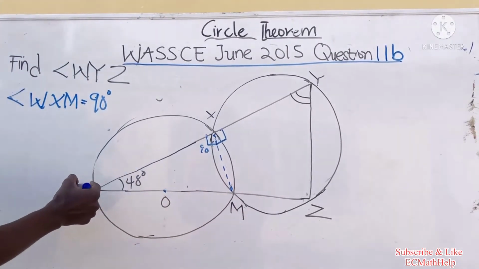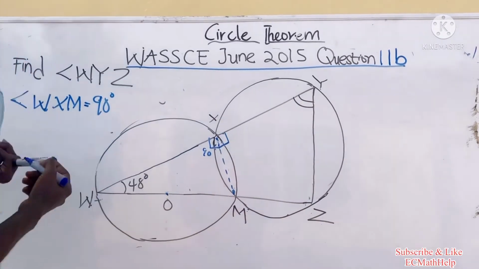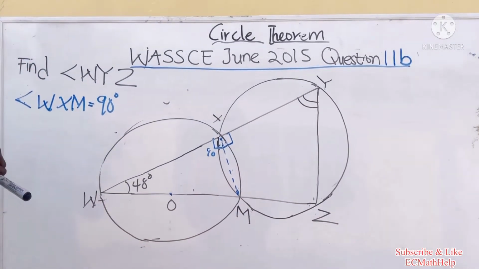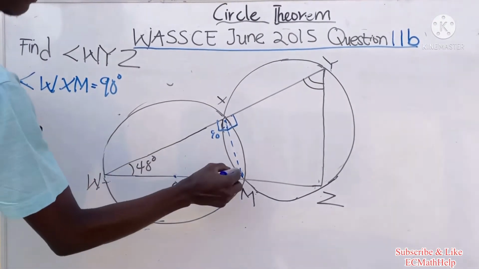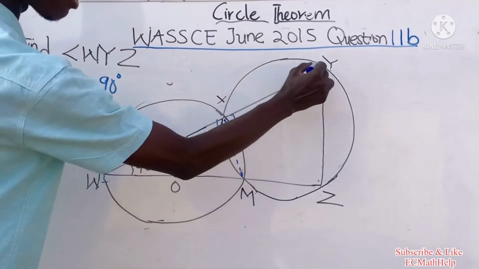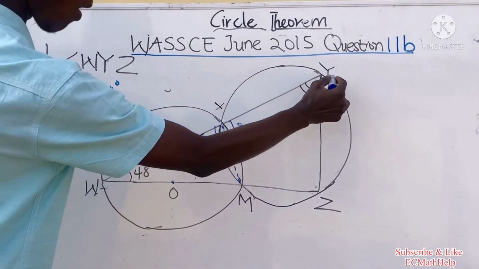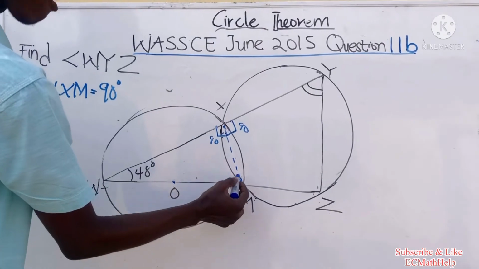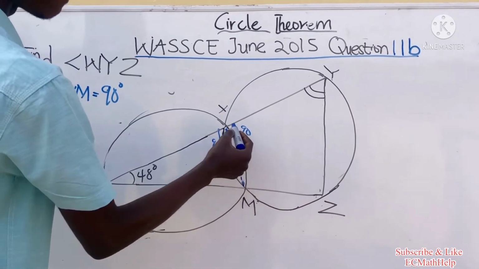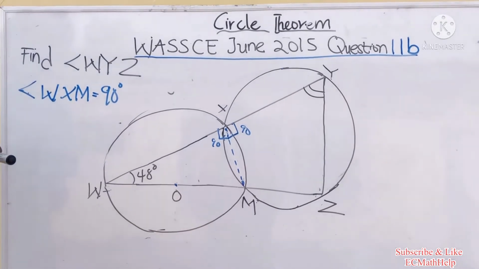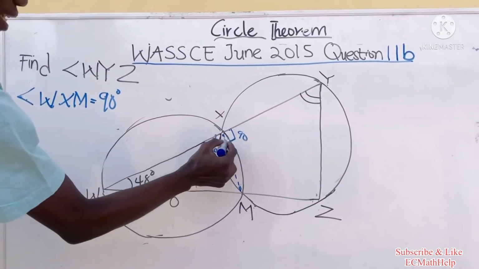We are asked to find angle WYZ, angle Y. We know that X, Y, Z, M forms a cyclic quadrilateral. So here is 90. Now we know, and this also forms a triangle. We get a triangle here.